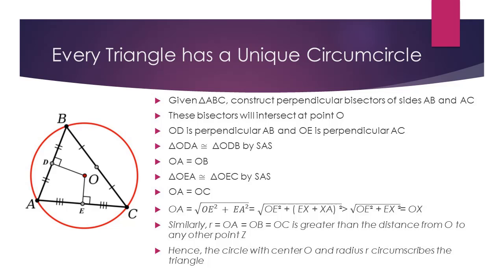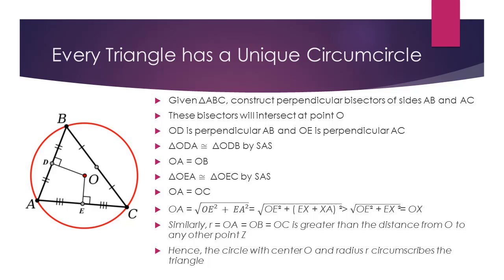Now that we have these two perpendicular sets of lines, we can prove two pairs of congruent triangles. We can say that triangle ODA is congruent to triangle ODB by the side-angle-side theorem. Thus, OA is equal to OB because they are corresponding sides of congruent triangles. It is also the case that triangle OEA is congruent to triangle OEC by the side-angle-side theorem. So we have that OA is equal to OC because they are corresponding sides of congruent triangles.